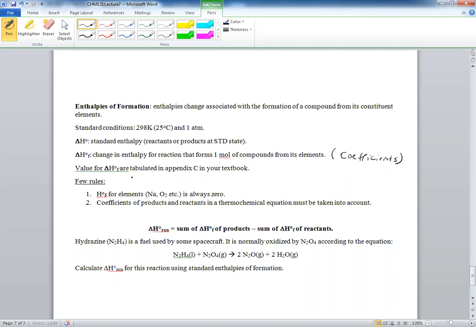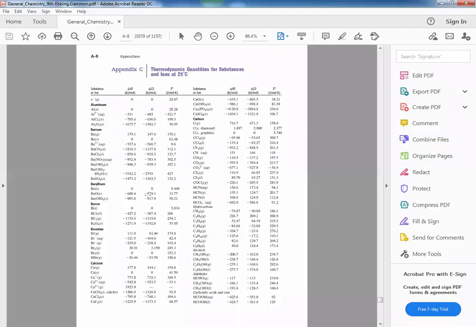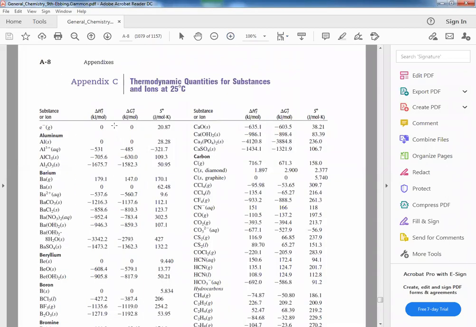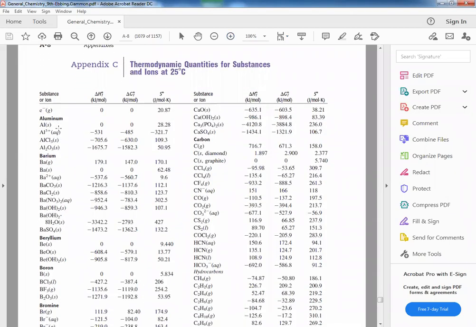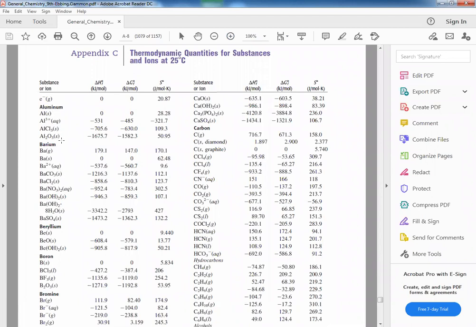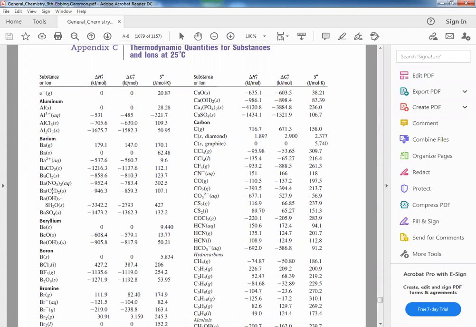These values are found in your textbook. They're in Appendix C, but on a test or a quiz, they will be given to you. All you have to do is just use them in calculations. So I'm going to show you that appendix. It's called Appendix C, right here. The column you're concerned with is the first column, and they are listed by elements, where those elements make up different compounds, especially the most relevant ones, like here's aluminum, barium, etc.